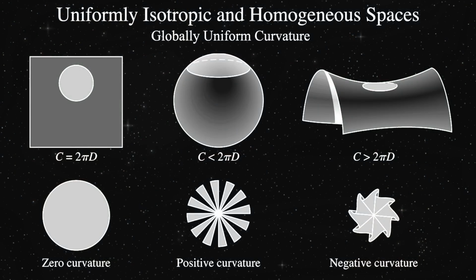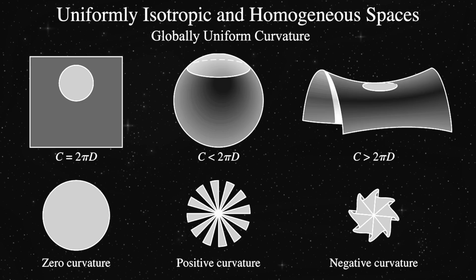Let's now examine the three uniform, isotropic, and homogeneous spaces. All three have globally uniform curvature. This means that every point in the space experiences the same exact curvature. There is no mix of flat and positive and negative curvatures in each of these. Again, the curvature is always best noted by its impact on navigating the perimeter of an area.